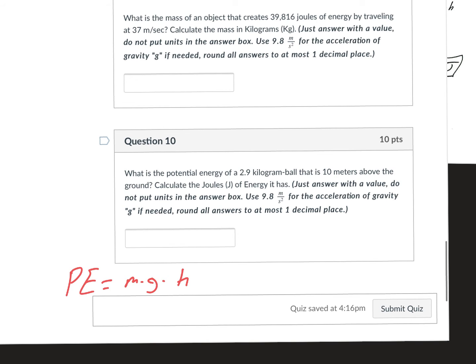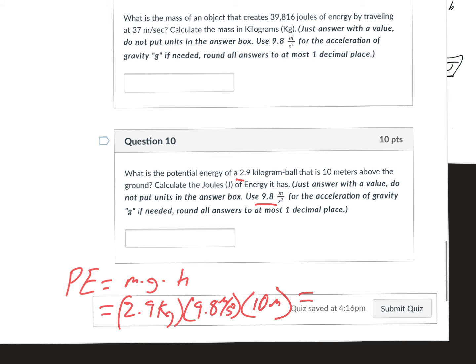Well, luckily you know all of these things, because it gives us the mass here of 2.9 kilograms. And then we know little g is 9.8 meters per second squared. And that squared is part of the units. Remember, you're not squaring anything there. That's just part of the units, so you don't have to think about doing that mathematically. You're just multiplying 2.9 times 9.8, and then multiply it by the height, which is 10 meters.